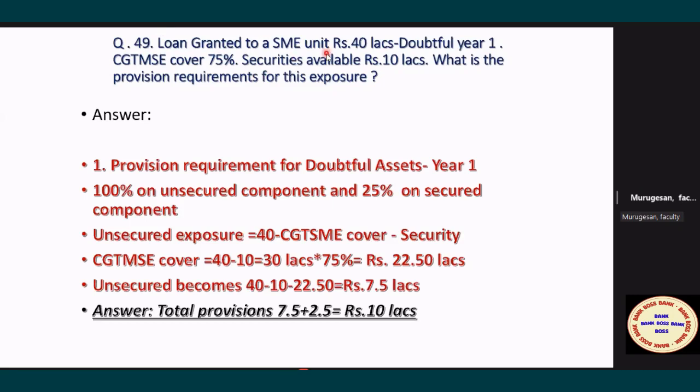You have given 40 lakhs. Outstanding exposure is 40 lakh, but it is doubtful year 1. And CGT SME cover available is 75%. Security is 10 lakh. This is the background information.